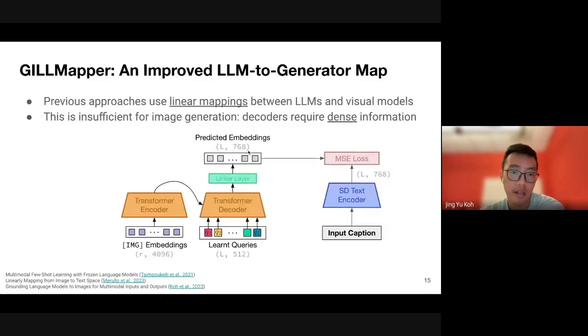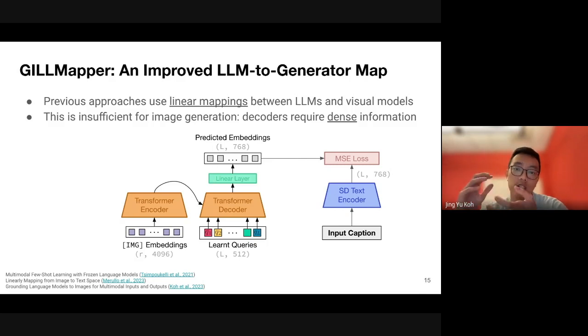So what is Gill Mapper? Gill Mapper is a way for us to produce the sequence embeddings that stable diffusion expects. So given the R image embeddings, we pass them to a transformer encoder. This goes to a transformer decoder that takes as input L learned queries. This is kind of similar to how DETR does it with object detection. You have L queries, where L is the number of embeddings that stable diffusion expects. These go into the transformer decoder, and we predict L by 768 dimensional sequences. And as described earlier, this is trained by minimizing the mean square error loss against the stable diffusion text encoder.